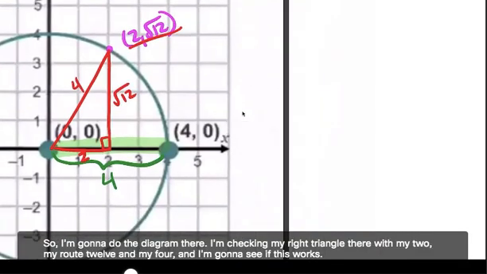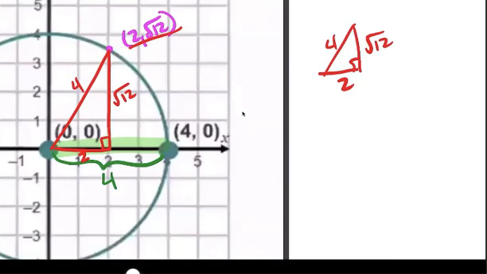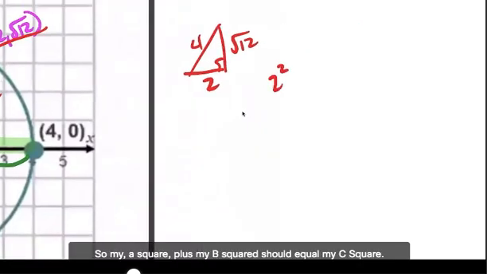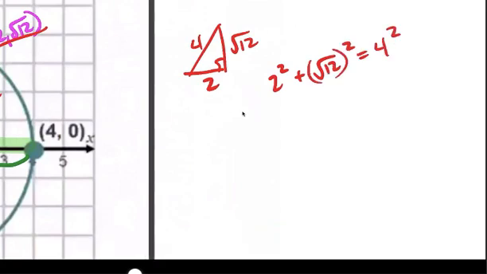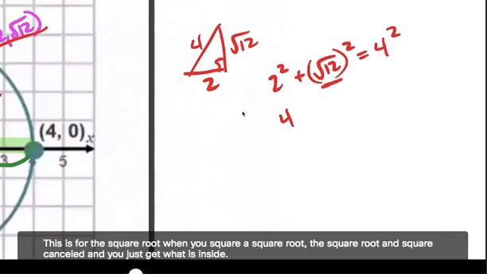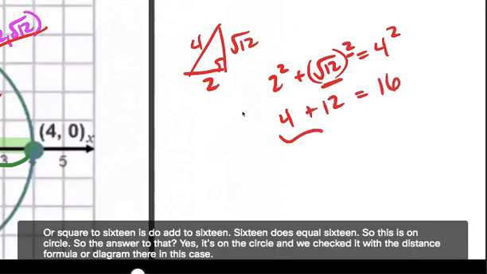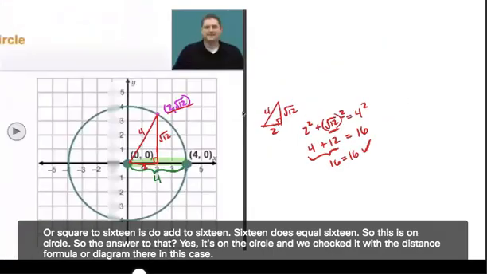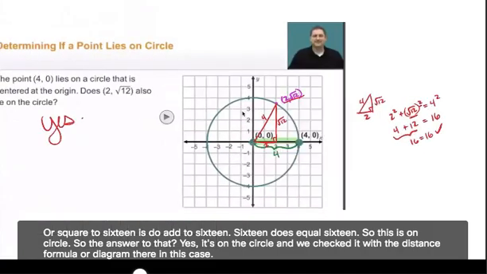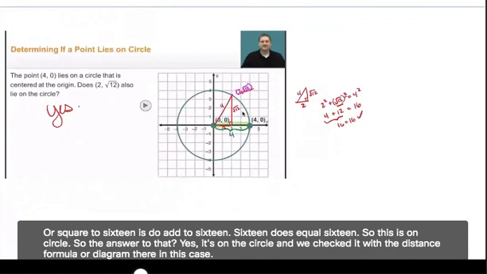So I'm going to do the Pythagorean theorem, checking my right triangle there with my 2, my root 12, and my 4, and I'm going to see if this works. So my a squared plus my b squared should equal my c squared. This is 4. When you square a square root, the square root and the square cancel, and you just get what is inside. 4 squared is 16. These do add to 16. 16 does equal 16. So this point is on the circle. So the answer to that, yes, it's on the circle. And we checked it with the distance formula, or Pythagorean theorem in this case.